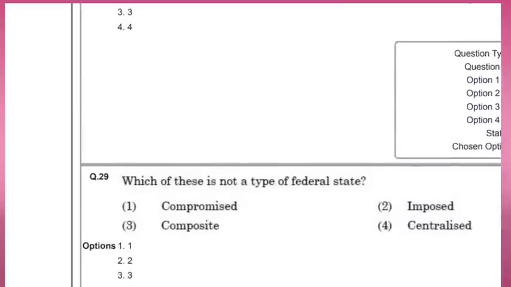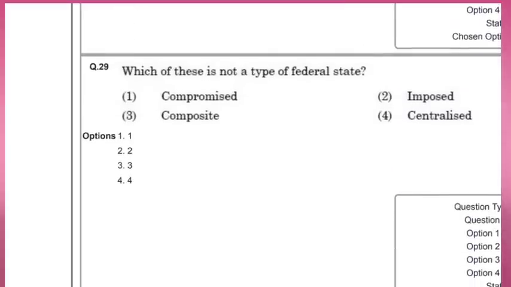And next question: which of these is not a type of federal state? The correct answer is composite. Option 3 is the right answer.